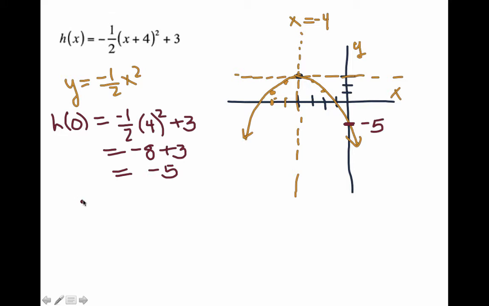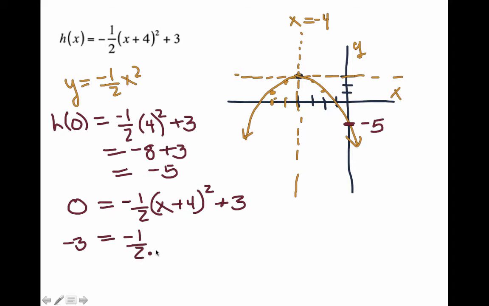Now I want to find the x-intercepts. It's actually really easy because you say 0 equals negative 1/2 times x plus 4 in parentheses squared plus 3. Because what you're trying to solve for is inside this parenthesis and it's squared, we can subtract 3 from both sides. I think I wrote this down wrong, sorry, that's a plus. So subtract 3 from both sides, get negative 3 equals negative 1/2 times x plus 4 quantity squared. Multiply both sides by negative 2, I now have 6 equals x plus 4 quantity squared.